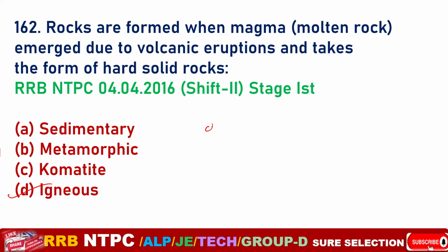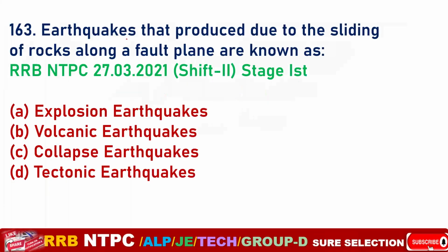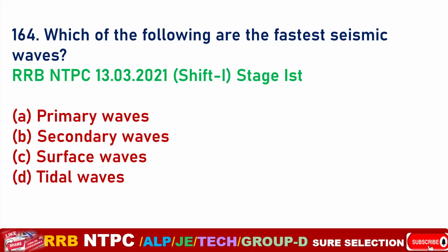So the next chapter is chapter 5, that is earthquake. Earthquakes produced due to the sliding of rocks along a fault plane are known as tectonic earthquakes. Next, which of the following are the fastest seismic waves? Put it in the comment section.